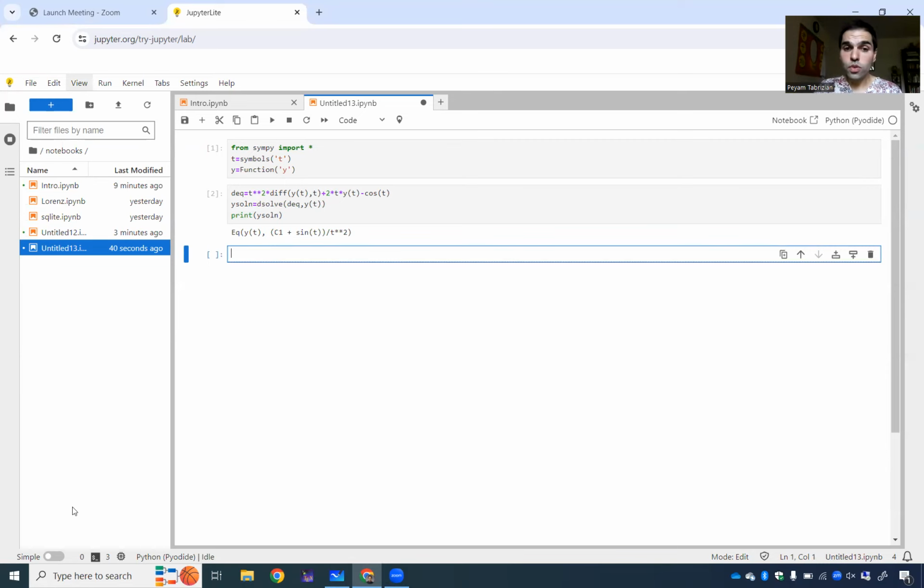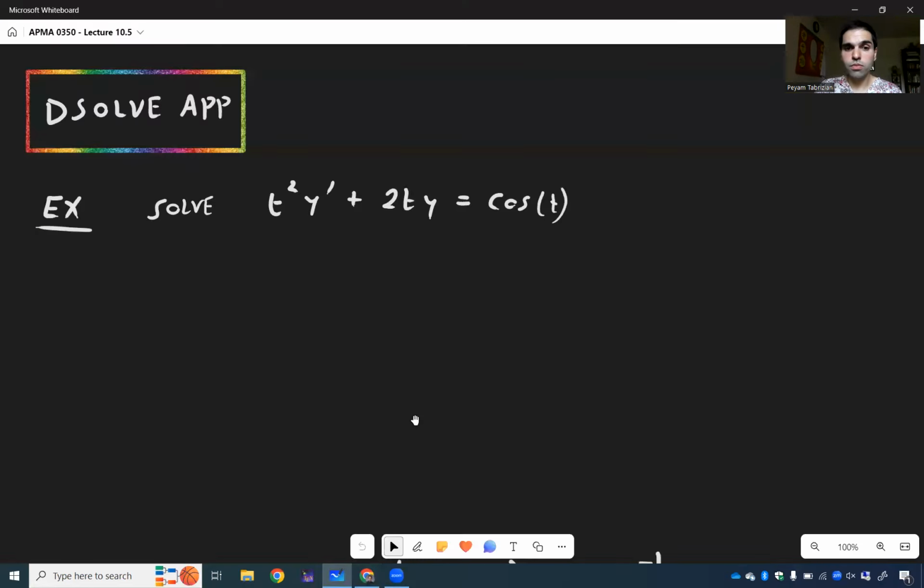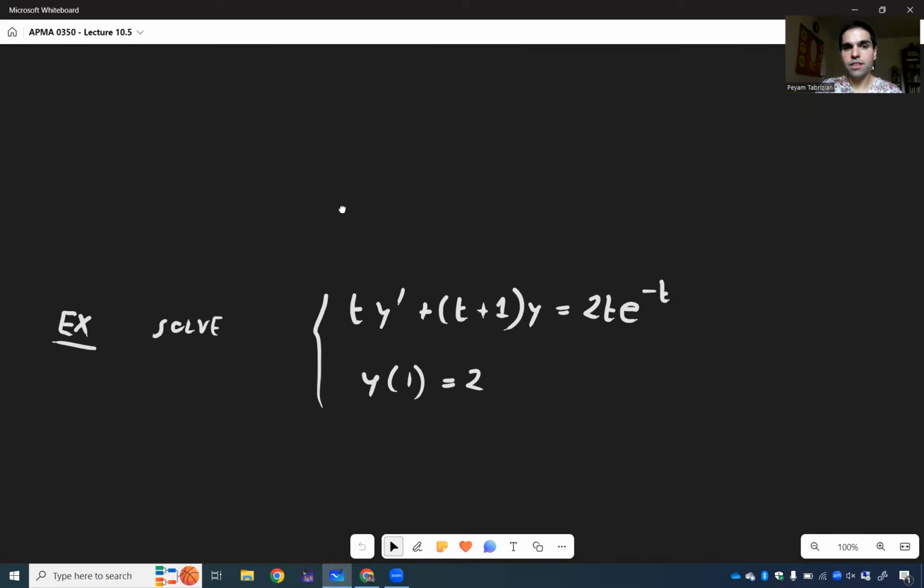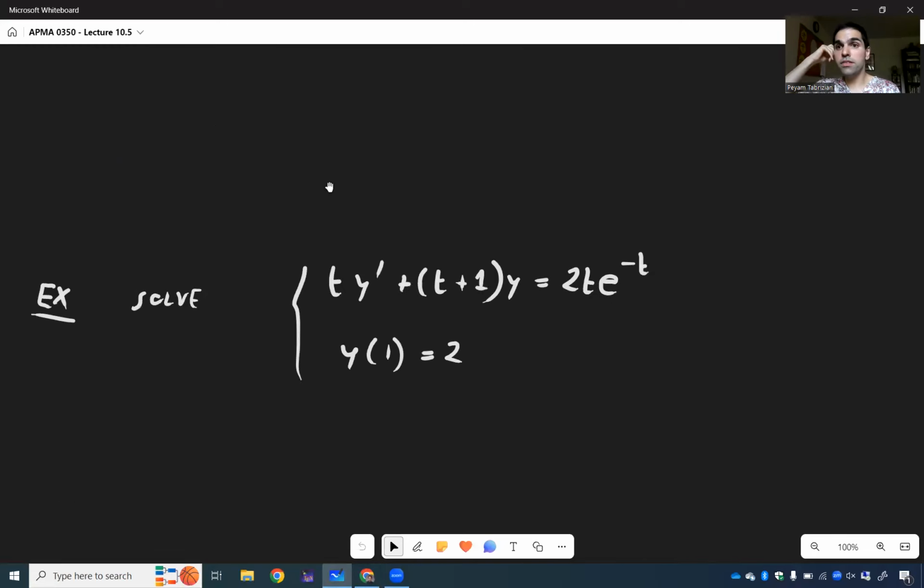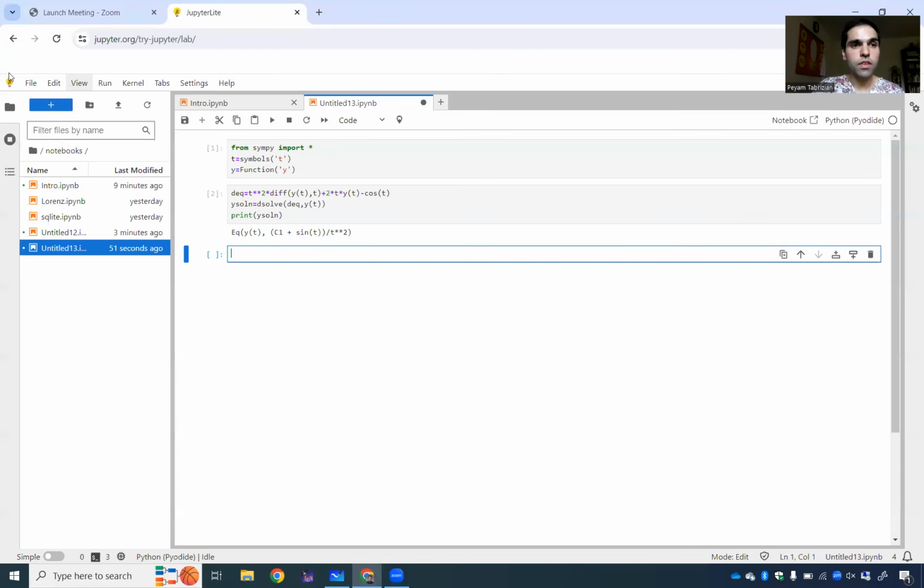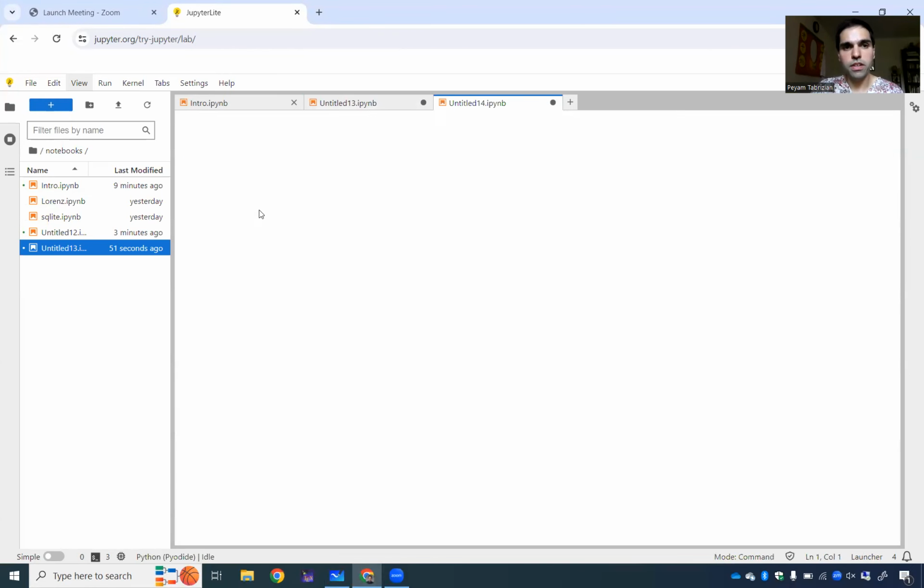Okay, now let's do something with initial conditions. So here's the next problem. t times y prime plus t plus 1 times y equals 2t e to the minus t, with initial condition y of 1 equals 2. So let's just open a new notebook.